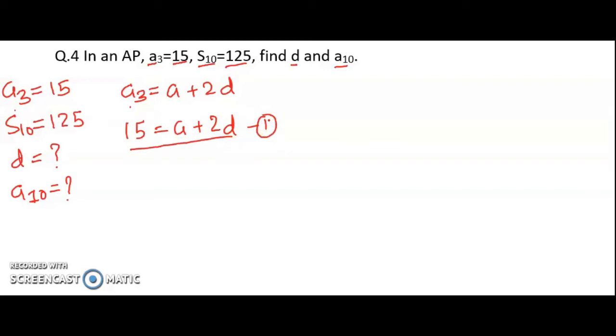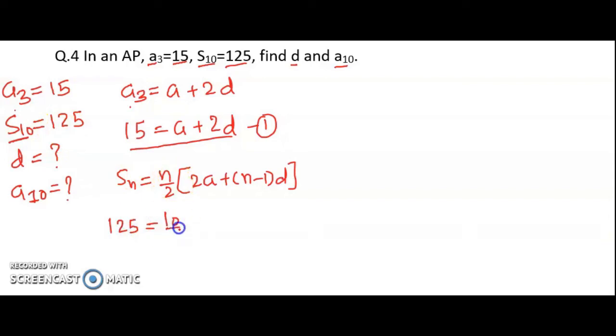Now in the same way, another thing is given here, S10, the sum of the first 10 terms. So here we can use the formula Sn equals n by 2 into the bracket 2a plus (n minus 1)d. S10 is given as 125, so in place of S10 we will put 125. N is 10, so that will be 10 divided by 2. 2a is not given, so we will put it as it is. N is given as 10 and d is also not given here.